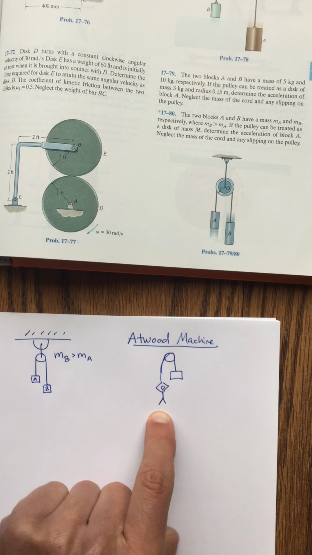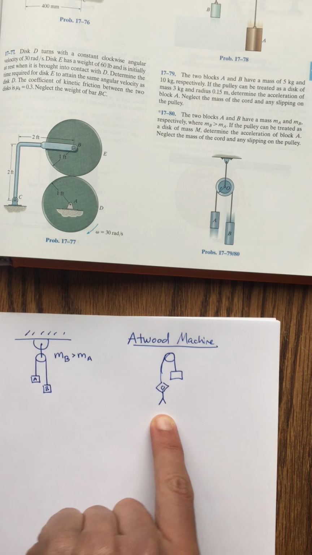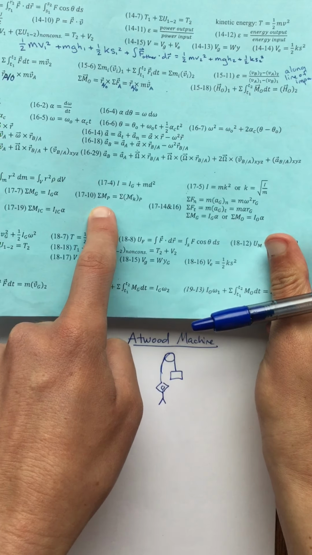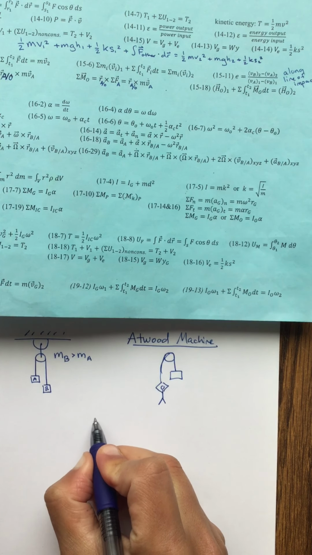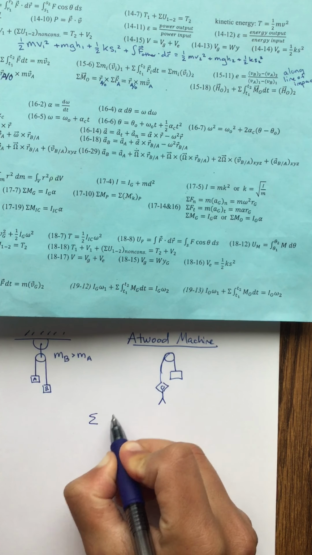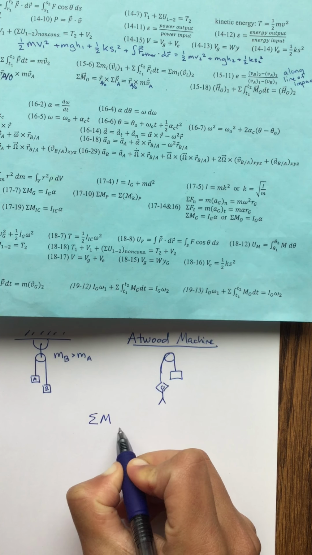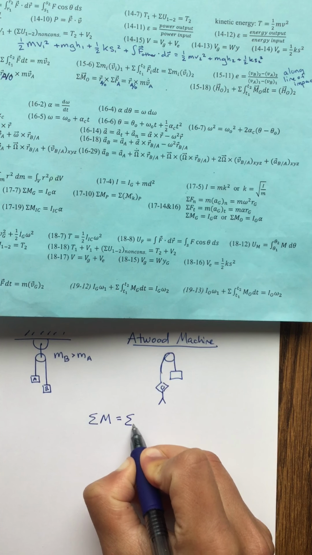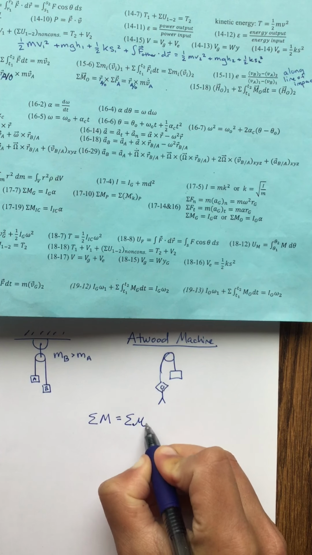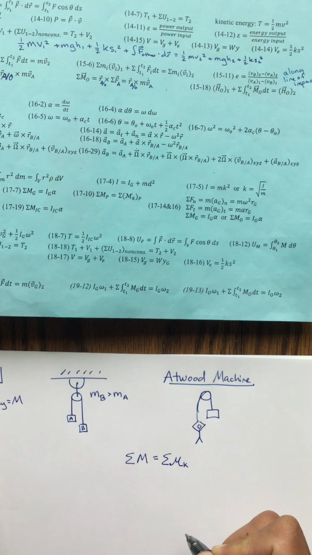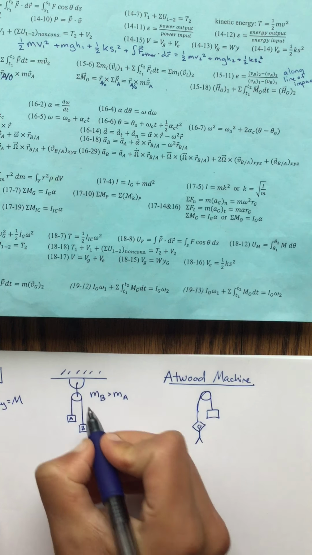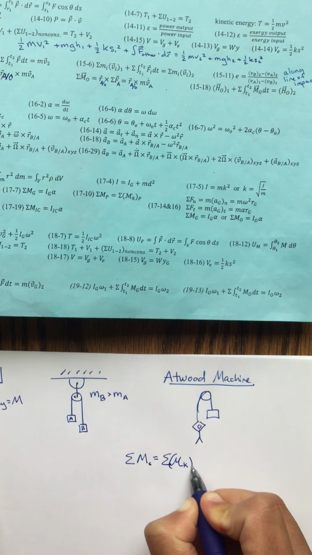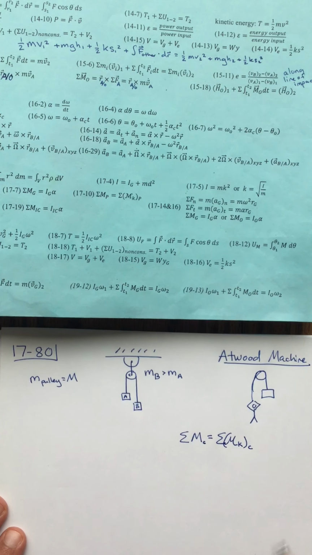We solved this problem different ways in Physics 161. Today we're going to see a new way of solving this problem using equation 17-10. And equation 17-10 says the sum of the moments of the external forces acting on the object about a point P is equal to the sum of the kinetic moments about the same point. I'm going to use point C, which is going to be here. So the sum of the moments about point C is equal to the sum of the kinetic moments about point C. And I'm going to do this for the whole system.